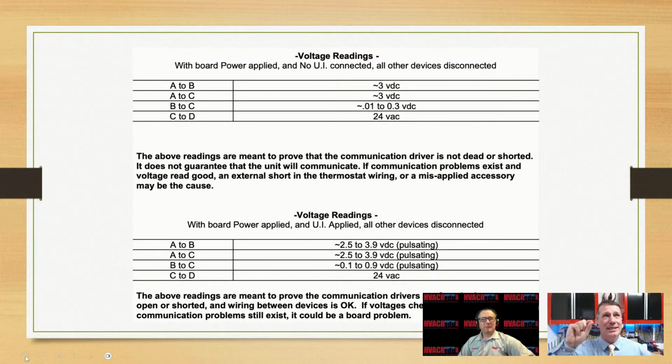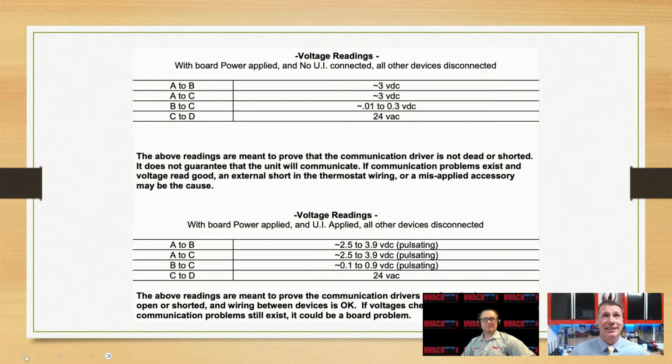Okay, and if we go from C to D, well, that looks awfully hot to me, and looks awfully familiar. That looks like an R to me. A, B, and D are all in reference to C, so C must be common. So C is actually common, and D is actually 24 volts hot.